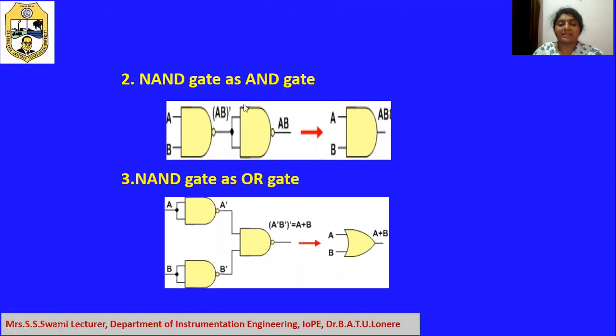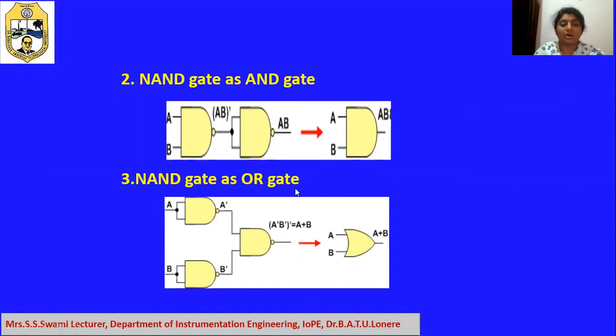NAND gate as AND gate. When the input A is given to first NAND gate input, and B to the second one, then we are going to get (A into B) transpose. When this is given as the input to second NAND gate, with both the inputs tied together, then we are going to get A into B. And this is our normal AND gate. When the inputs are given over here, we are going to get AB. This AB and this AB are equal. In this way, this NAND gate works as AND gate.